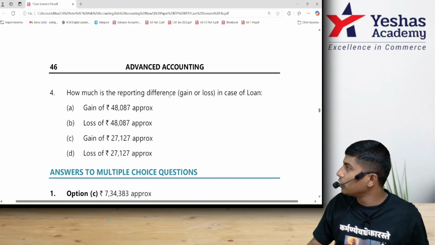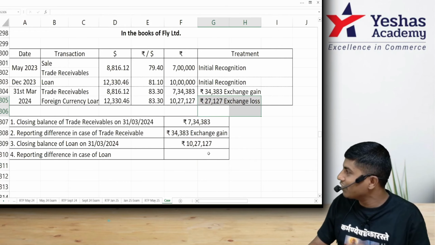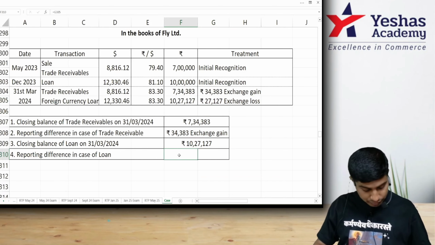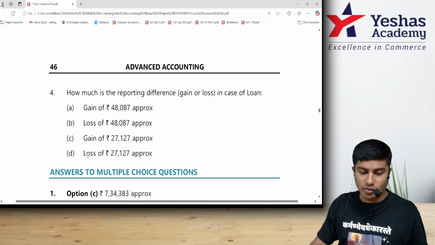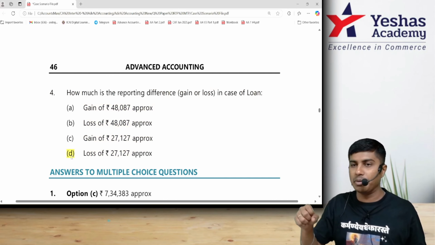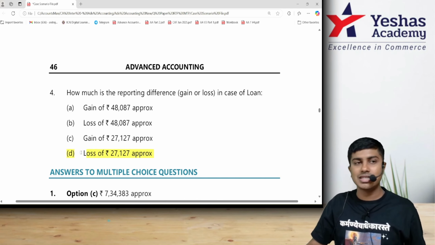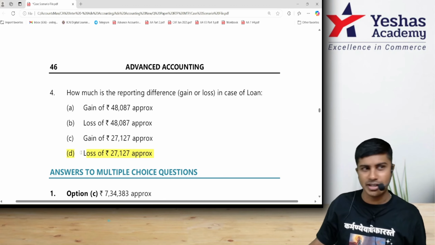How much is the reporting difference, gain or loss, in the case of loan? 27,127 loss. Exchange loss. 27,127. Here what do we have? Option D. Sorry, not A. A is not A for apple. It's like Y, Y-E-A-H with one exclamatory sign. We got it. This is how you ace 8 marks in an exam on case scenario based questions.